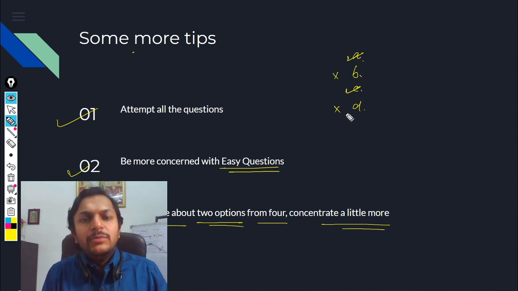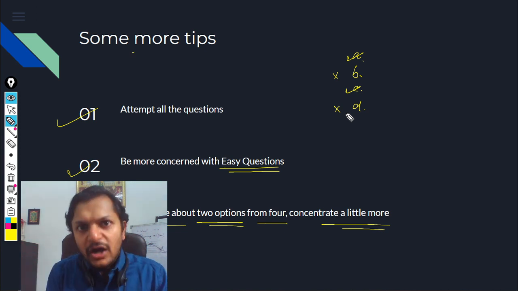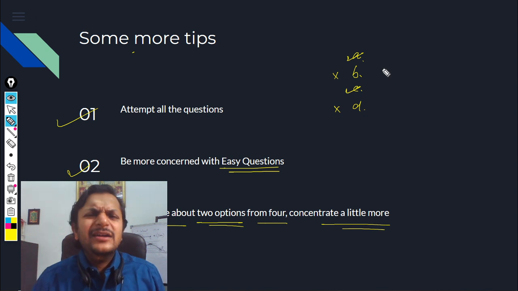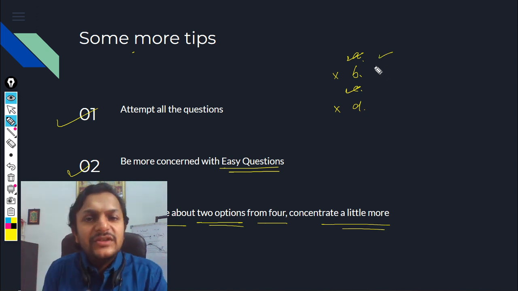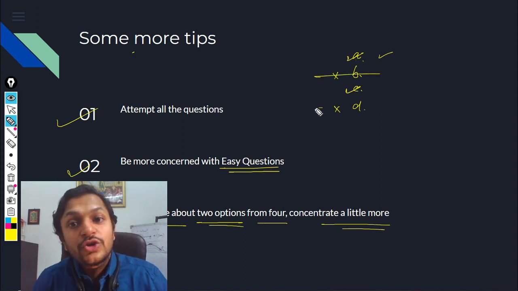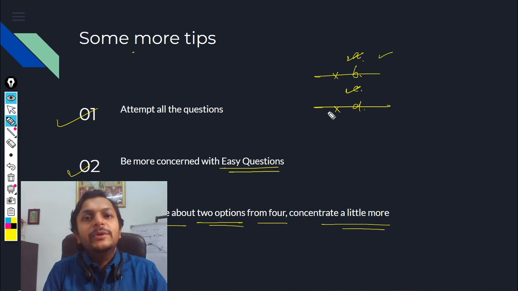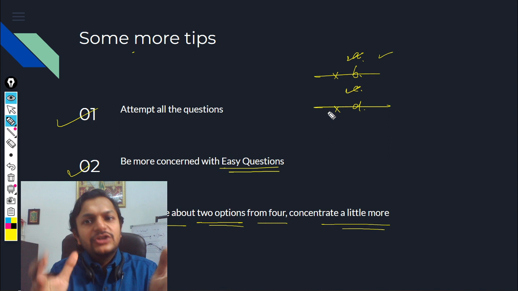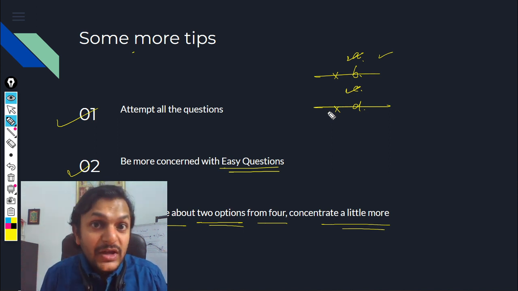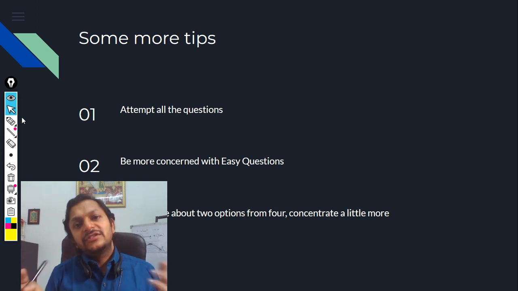Why? Because when you apply a guess here, a hunch here, that I think A should be the correct answer, be more concerned with such kind of questions. Why? Because in these questions you have already eliminated 2, so there is more chance now that you would be hitting on a right answer. That is why. So you need to concentrate on these tips also. So my dear students, these are my all final tips.